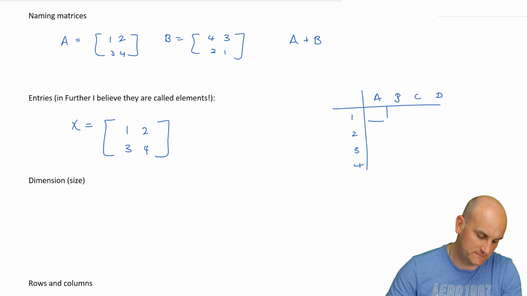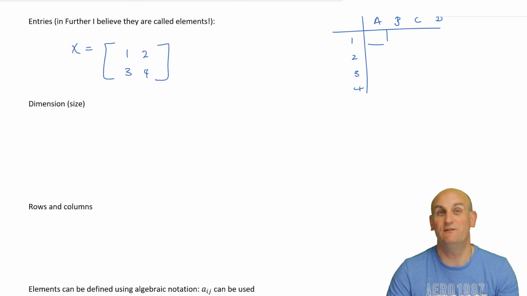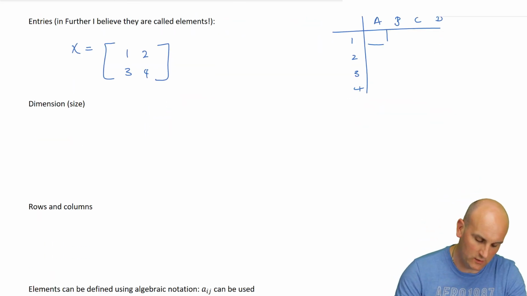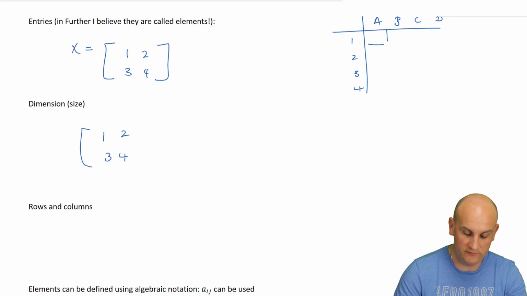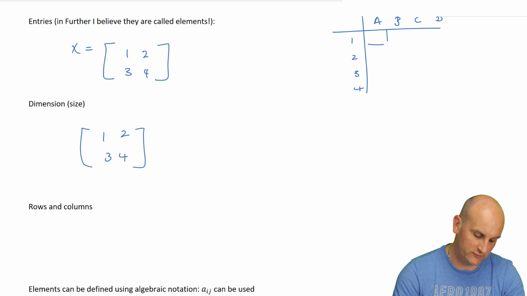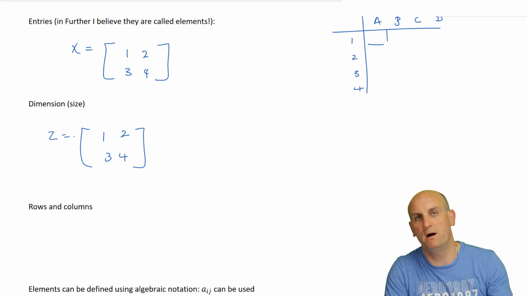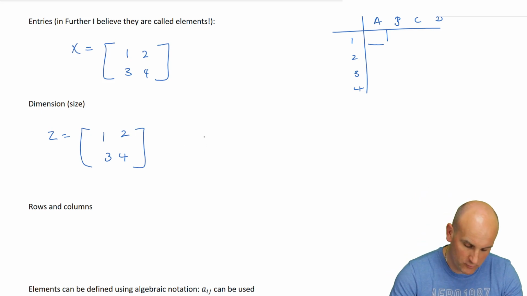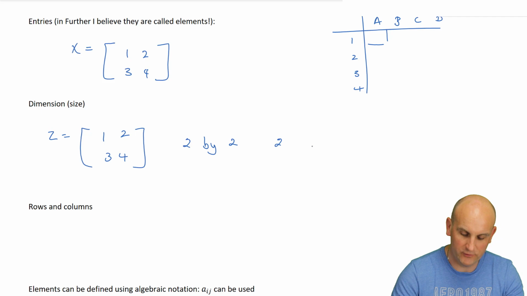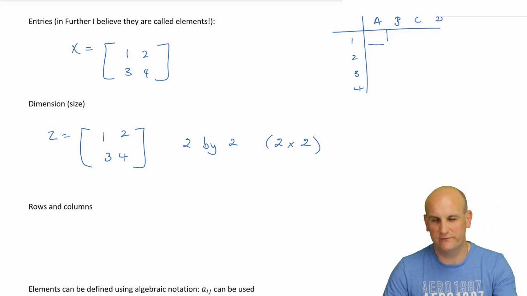Now, dimensions are important, in fact, critically important. And I think I alluded to it a moment ago. If I had the matrix 1, 2, 3, 4, and you can notice this is my standalone or go-to matrix, and let's call it Z in this case, I can describe that as a 2 by 2 matrix. Many times I see those in brackets. The brackets come in useful in just a moment.